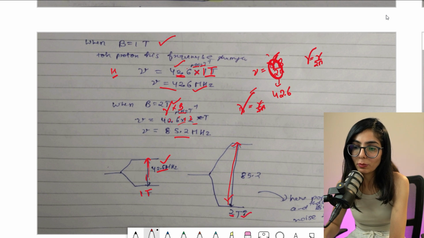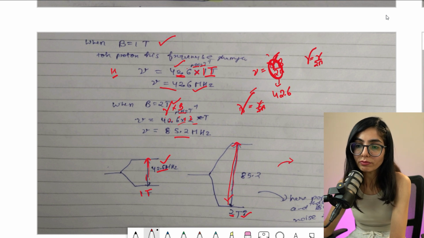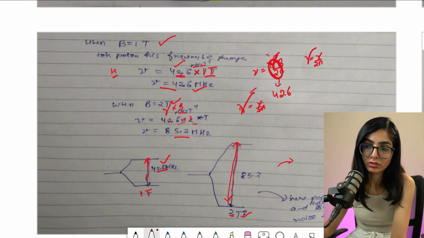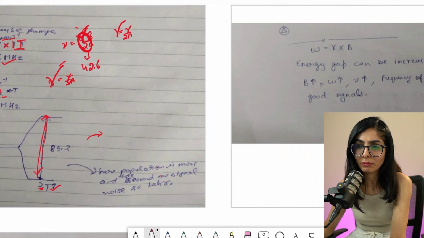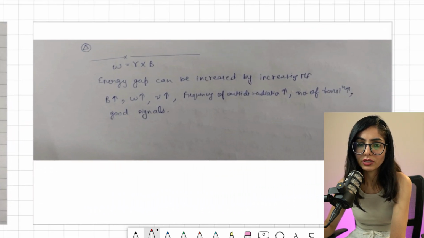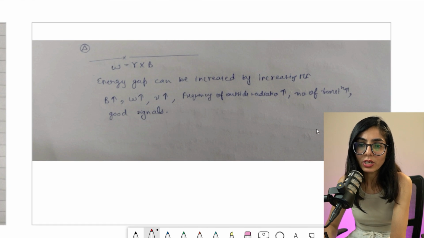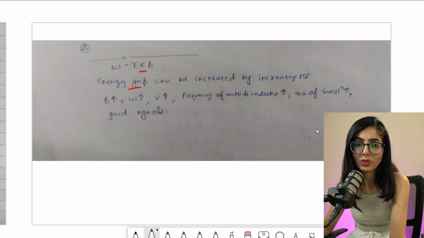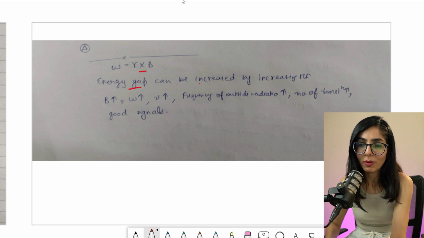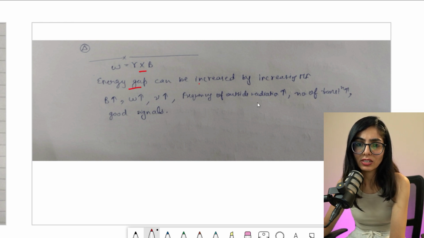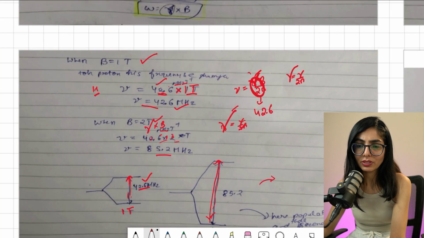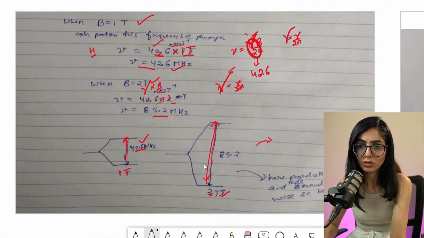So you can see here population is more, and signal will come in less time. In less time only signal will come if the difference is more over here. So that's the beauty of increasing the magnetic field. Same thing is written over here, but we'll just repeat it: omega is equal to gamma into B. So energy gap can be increased. Just now we saw that energy gap can be increased by increase in magnetic field, just in the last slide. See, the energy gap just got increased over here by increase in magnetic field, right?